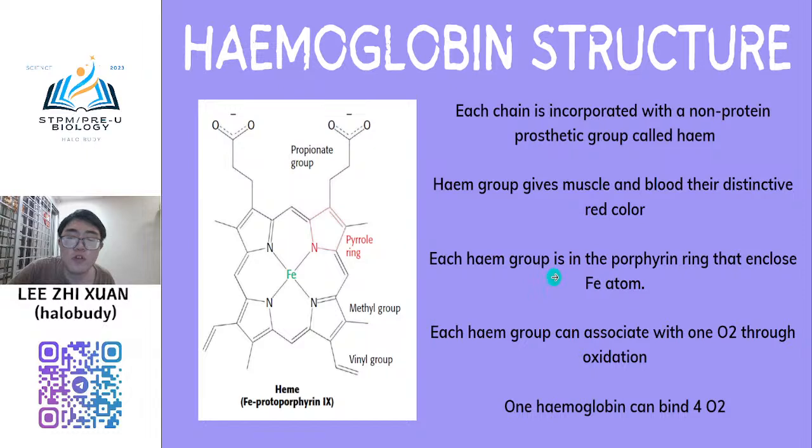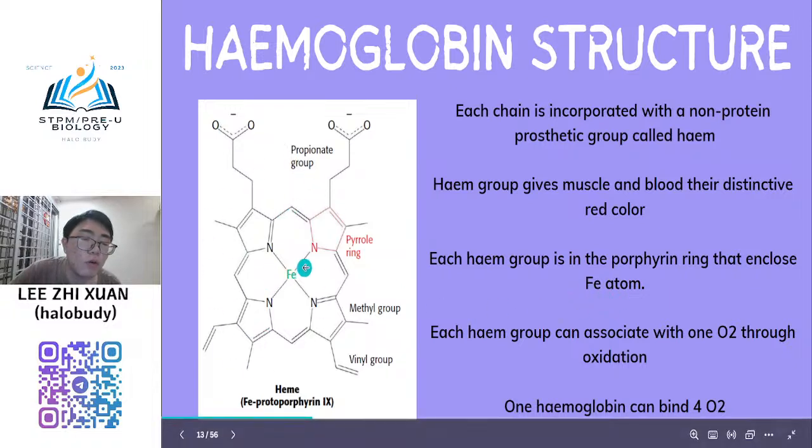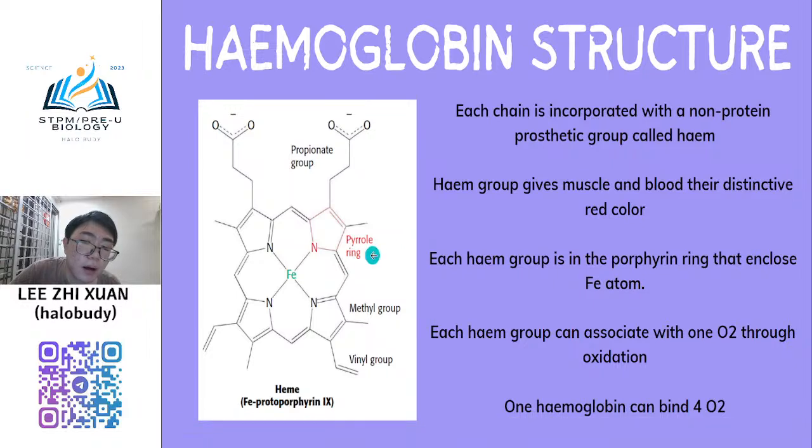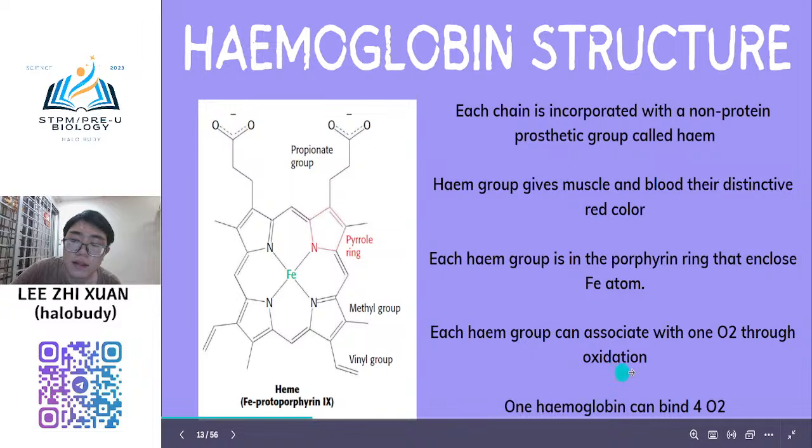So each hem group is in what we call a porphyrin ring that encloses a ferrum atom. Inside there, at the center, will be the ferrum atom, the iron atom, here. And then each hem group can associate with one oxygen through oxidation.